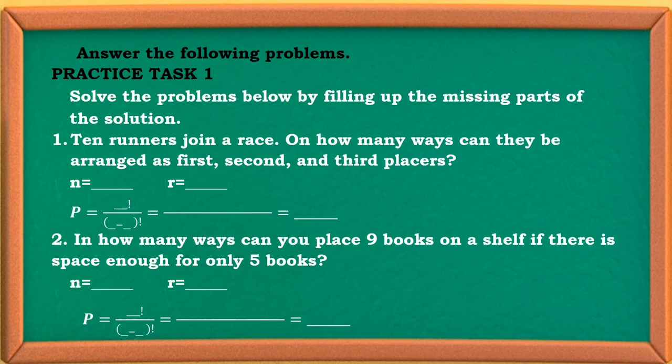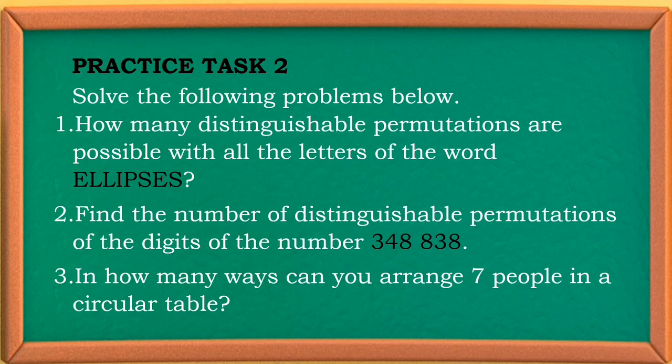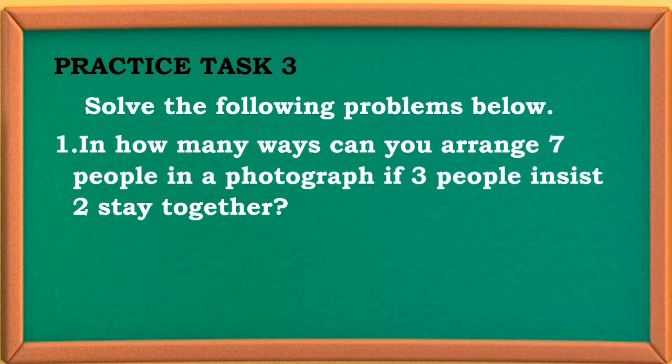For your evaluation, you are going to answer the following problems. For practice task 1, you are going to solve the problems below by filling up the missing parts of the solution. So 1 point each blank. You can take screenshots for practice task 1 and you can submit your answer on the next retrieval of your modules and answer sheets. For practice task 2, this is solving word problems. We have here 3 problems and each item is 5 points. For practice task 3, this is also a word problem.